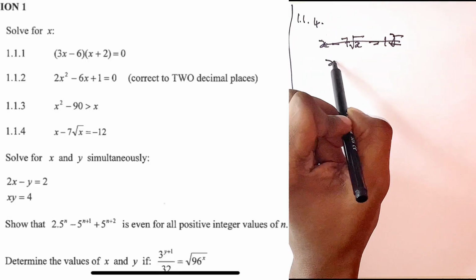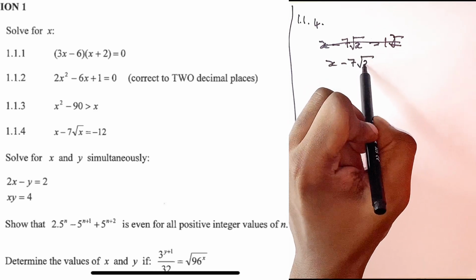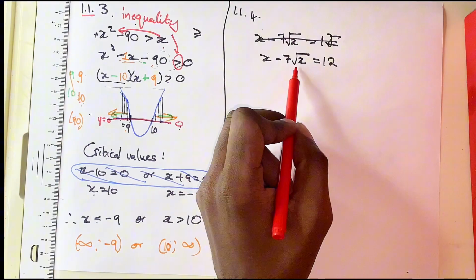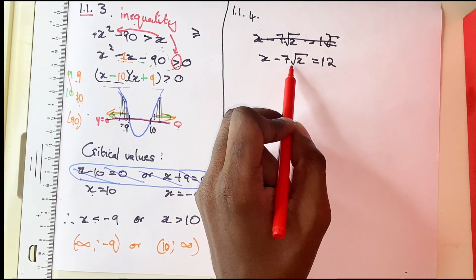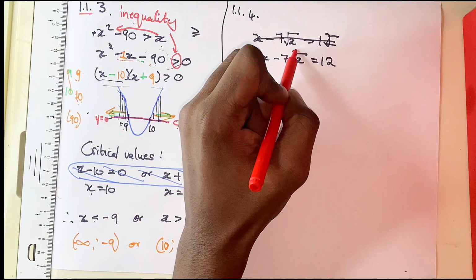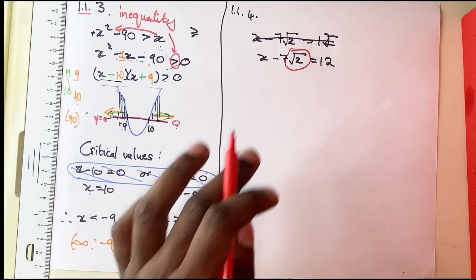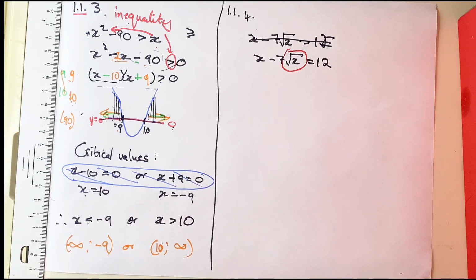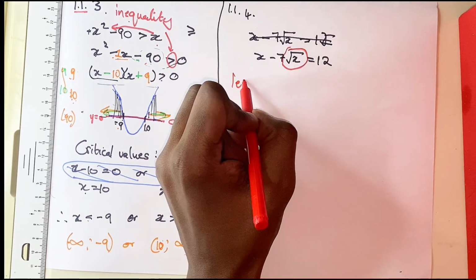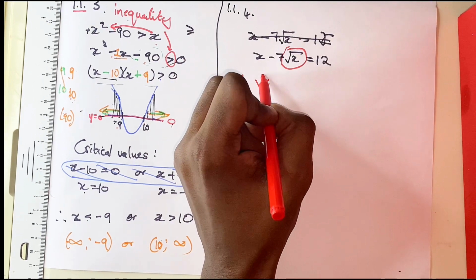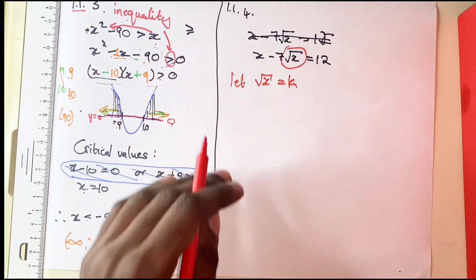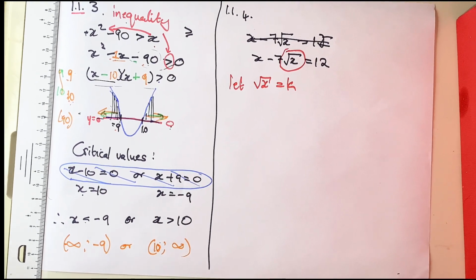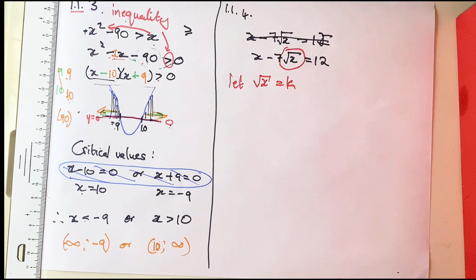Next: x minus 7 root of x equals 12. The thing that we want to do here is that to make it simpler for us, we are going to change this so that it is more convenient to work with. So the first thing I would say is, let the root of x be equal to k. It doesn't have to be k. It can be any variable that you want.